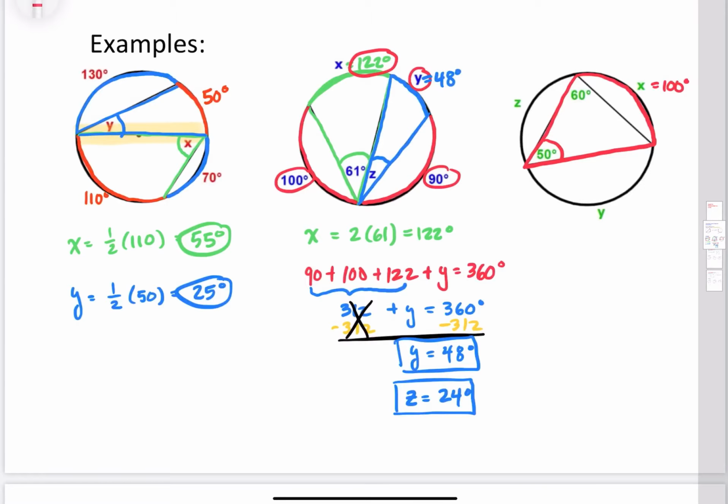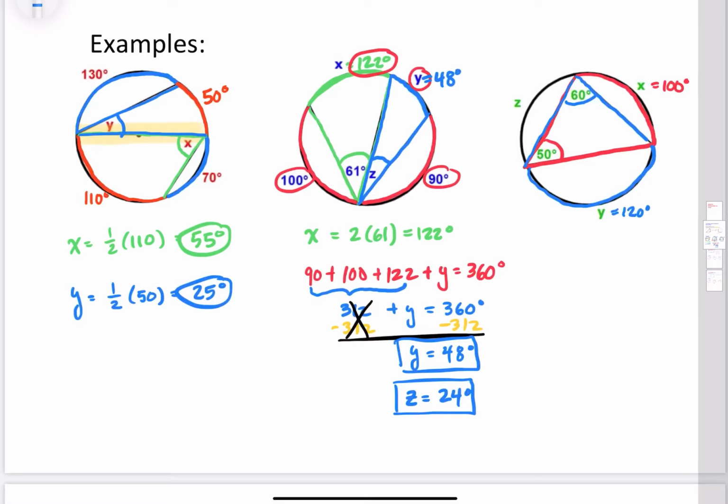All right, now if we take a look at the 60 degree mark, we can see the arc that is opposite of that 60 degree is going to be arc y. So we can see that right over here. So that means arc y has to be twice 60, and well, 60 times 2 is 120. Okay, and that leaves us with angle z.